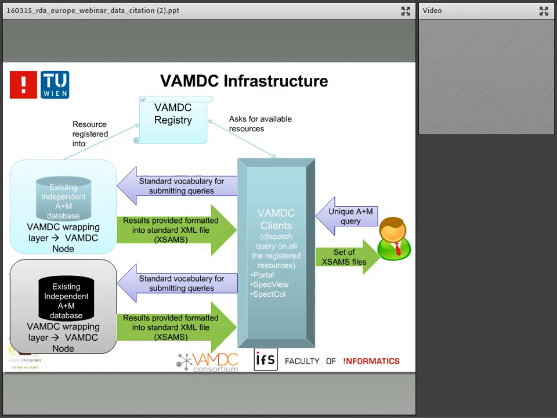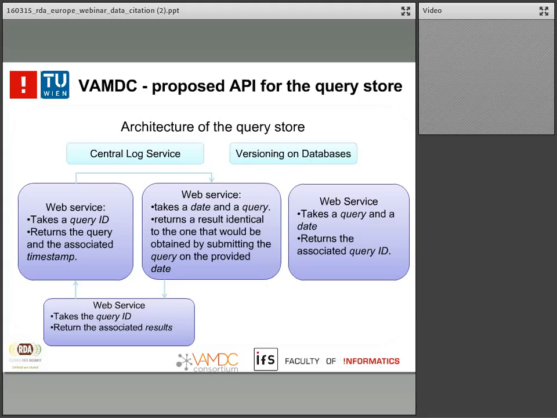And the way they do it basically is the user poses a query using either a central portal, or they can post queries directly to the independent data sets. The VAMDC client then dispatches and distributes the query to individual databases, gets the result set back as XML files, merges those, and returns to the user a single set of records in those XSAMS files. And what they have already done so far is they have updated the schema of the XML files to support this timestamping of the queries and the return of persistent identifiers.